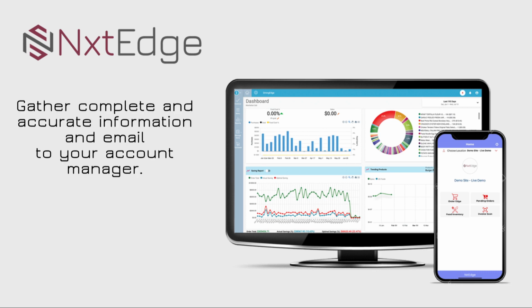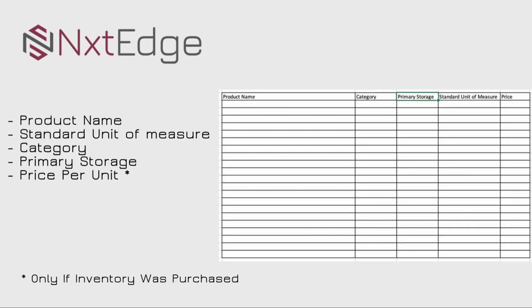The first step is to gather and send us the needed information for us to build your site and your database. It is better to take the time to give us complete and accurate information so we do not have to come back and clean up the database later. The product list is the key component to the building of your database. This is a list of all products that you want to manage through NxtEdge. It should include product name, standard unit of measure, category, primary storage, and price per unit.